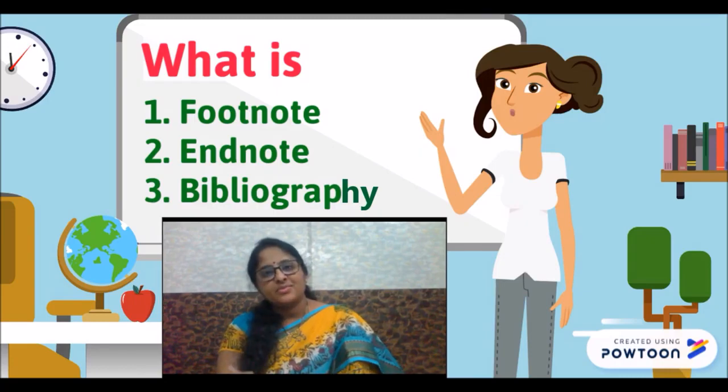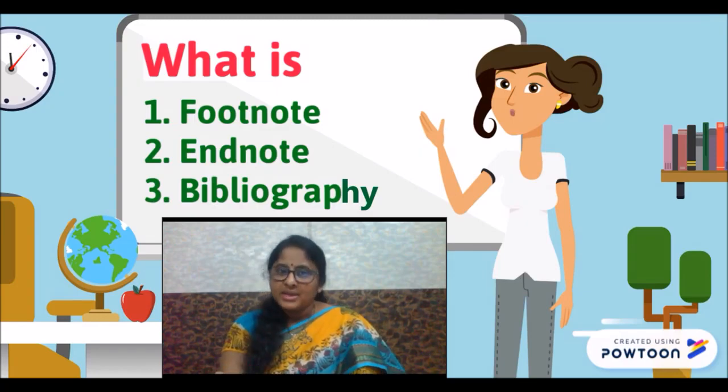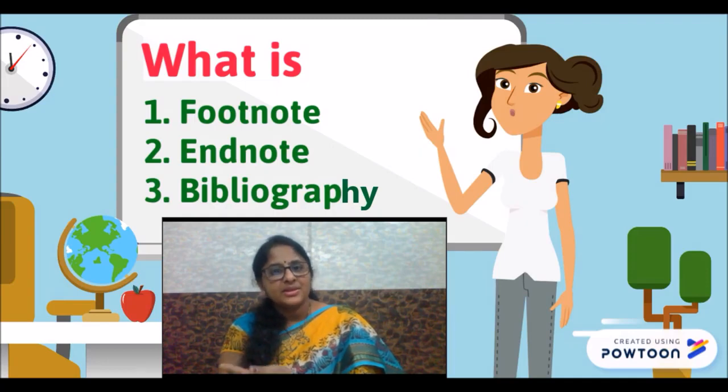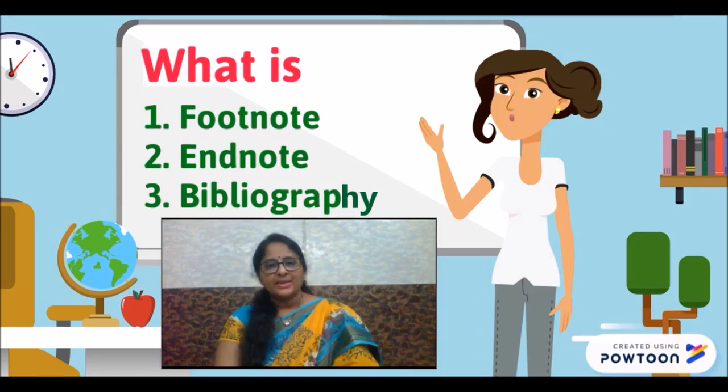Okay, next, what is bibliography? It is nothing but a list of references or list of books that you can give at the end of the article. A detailed list of books or a detailed list of references or scientific articles is called bibliography. Okay, let's see the examples for footnote, endnote and bibliography.